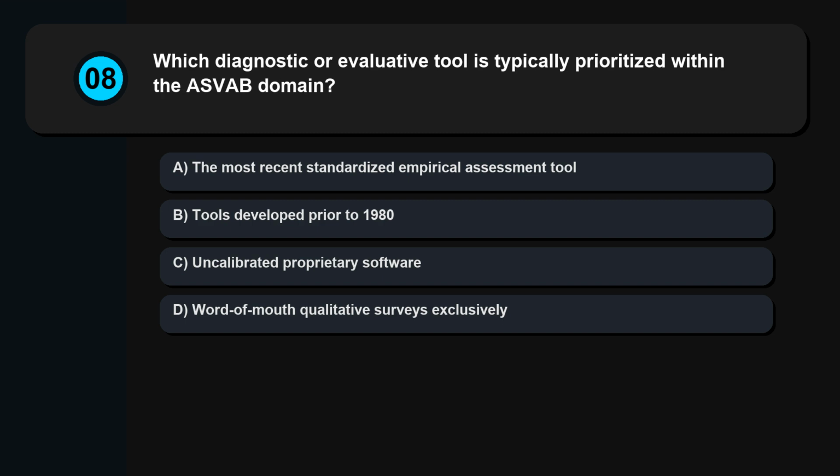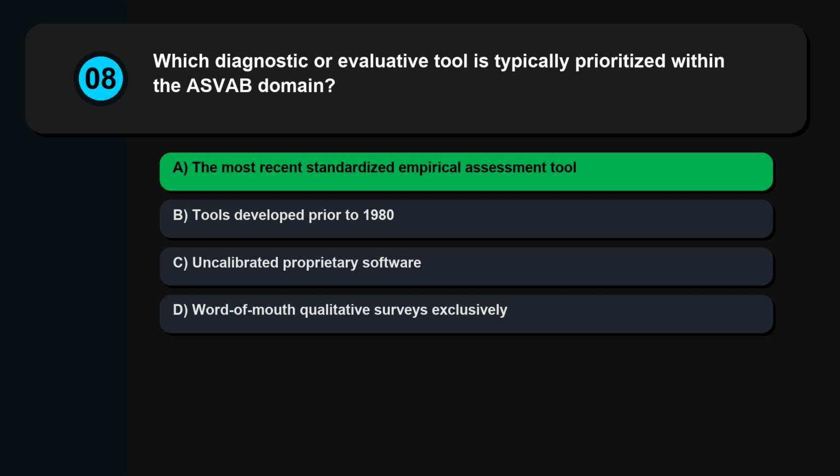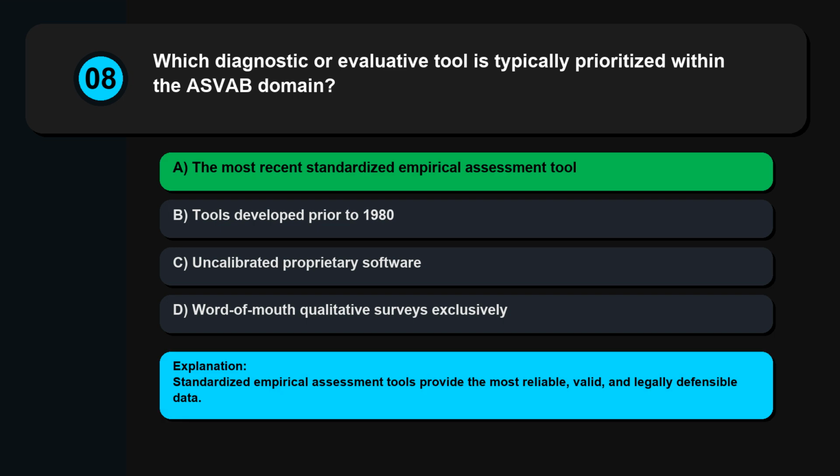Question 8. Which diagnostic or evaluative tool is typically prioritized within the ASVAB domain? The most recent standardized empirical assessment tool. Tools developed prior to 1980, uncalibrated proprietary software, word-of-mouth qualitative surveys exclusively. Standardized empirical assessment tools provide the most reliable, valid, and legally defensible data.